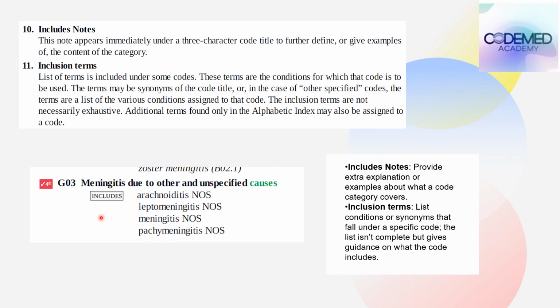So the include note appears immediately under the 3-character code, and it mainly provides an extra explanation or example about what the code category covers, and it lists the conditions or synonyms that fall under the specific code. So basically this is just an extra explanation or example, and for all these things you can use this code.